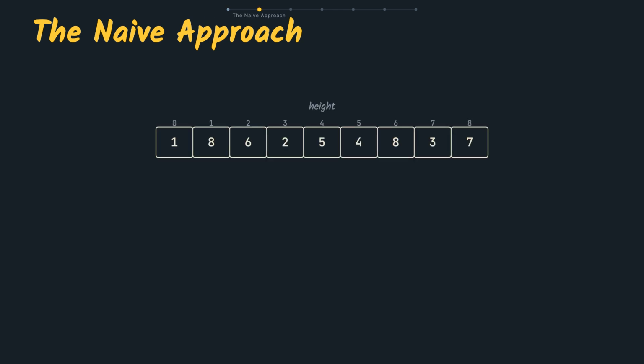Okay, what would you try first? The honest first idea is simple. Just check every possible pair of walls and measure each pool. Take the first wall, pair it with every wall after it. Then take the second wall and pair it with all the rest. This works. You will definitely land on 49. Every single pair gets measured, so nothing is ever missed.